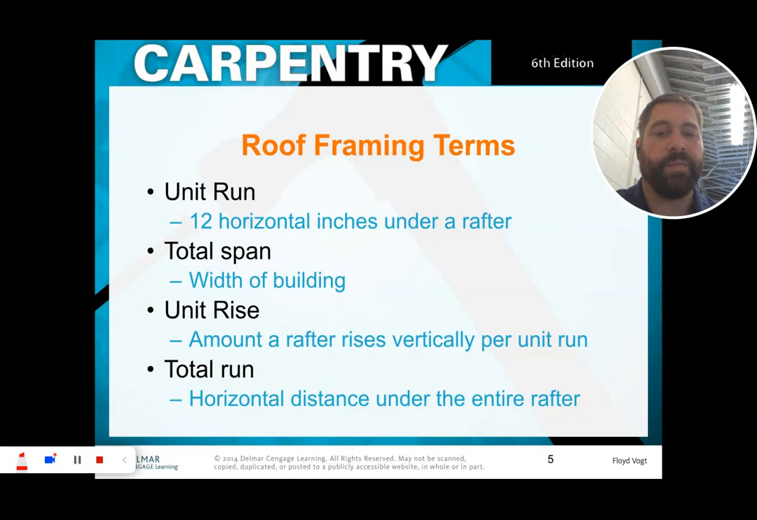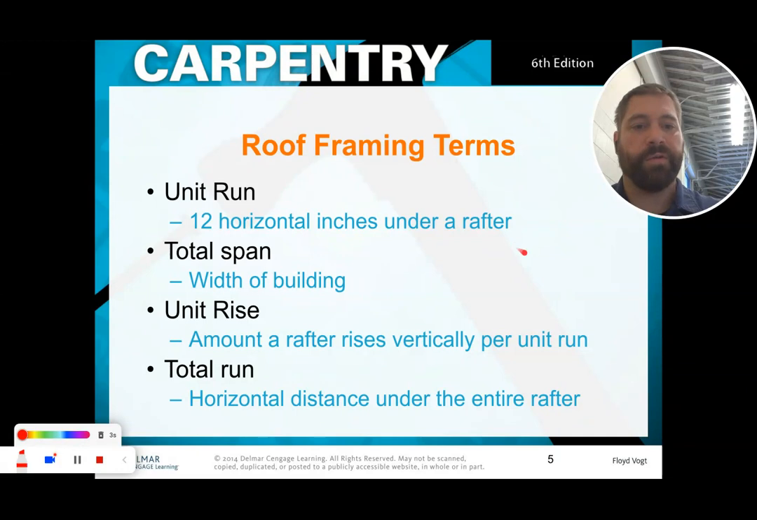The unit rise is the amount a rafter rises vertically per unit run. So again, we're going in feet. So this is going to be how many inches for each foot is the rise. The total run is the horizontal distance from under the entire rafter. Now, the span and the run are two different things, because if you have overhang coming off of your wall, so if we had this and this is our wall, and we have our overhang coming off, right? Because our roofs typically don't end right where the wall does.